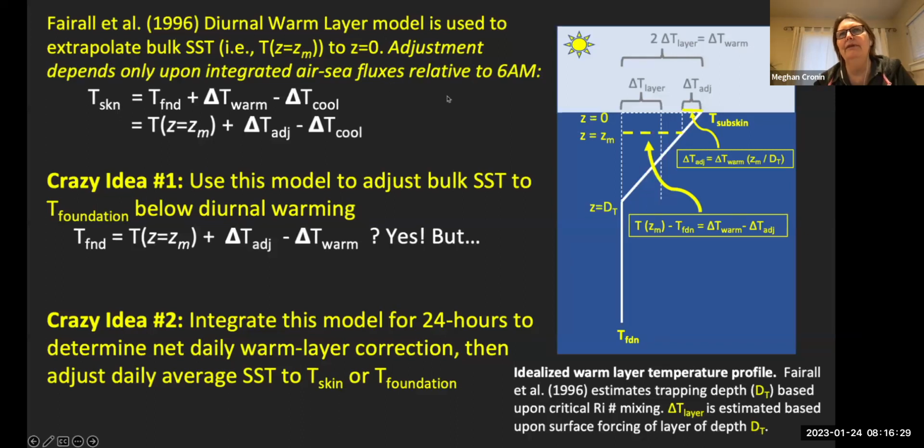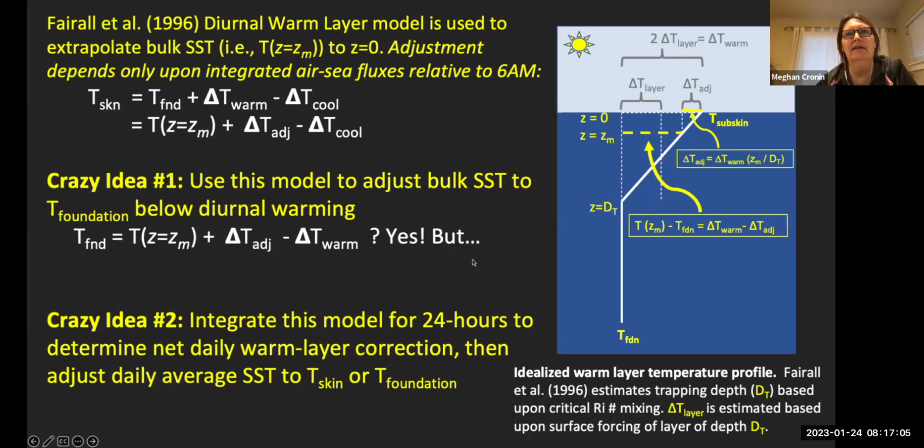So back to the Farrell et al. model. Here's the cartoon. The skin temperature is equal to the foundation temperature plus this T warm, and then you take out the cool skin correction. So the first crazy idea I want to go into is using this Farrell model to adjust the bulk sea surface temperature, not to the skin temperature, but to the foundation temperature.